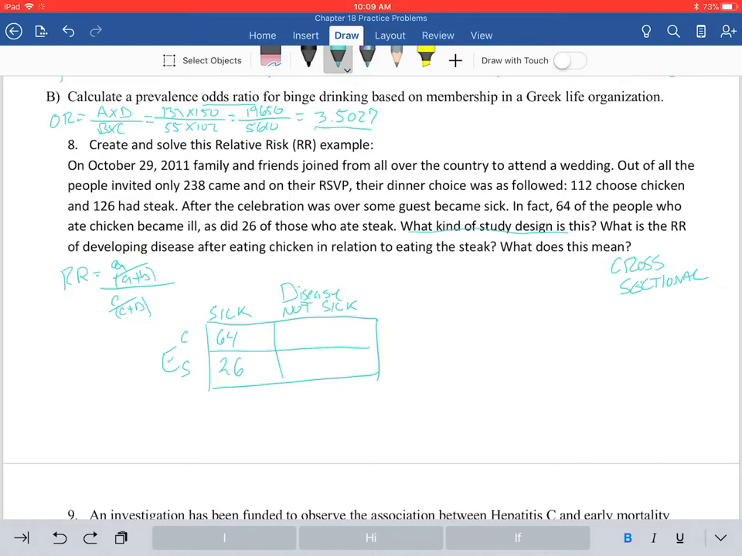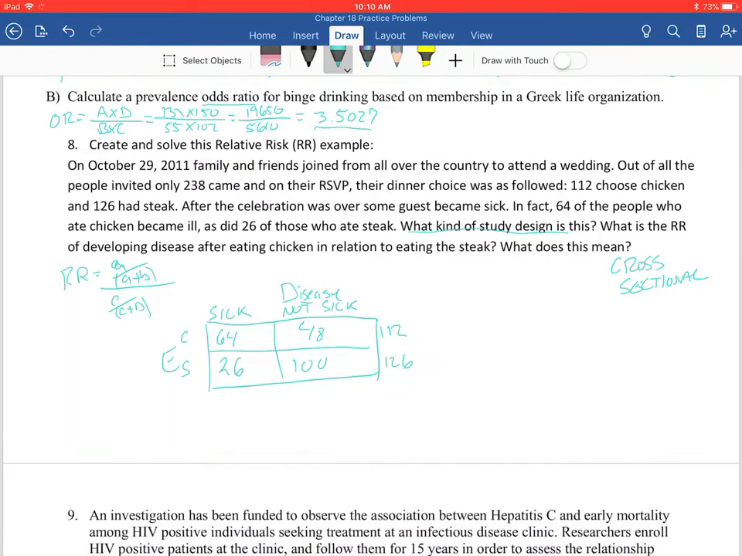So we know that 64 of the people who had chicken were sick, and we know that 26 of the people who had steak were sick. We know a total of 112 people chose chicken, and 126 chose the steak. So 64 plus the non-sick should equal the whole total of 112, and that's going to be your 48. And you know that 26 plus whatever is going to equal 126, so we know that's going to equal 100. And that is your 2x2 table, whether or not you are sick or diseased.